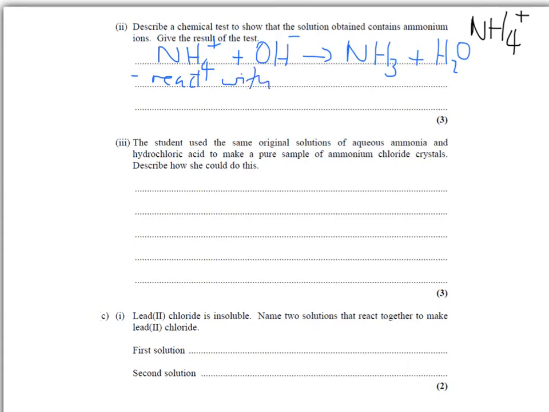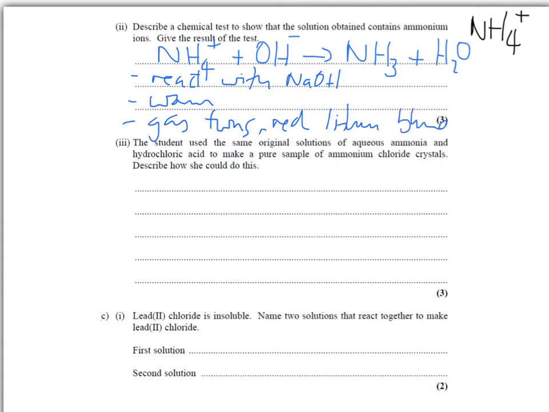with NaOH, warm, and then gas turns red litmus blue. And really it should be turns damp red litmus blue. My writing is atrocious, but I'm trying to write quickly, so please forgive me for that.